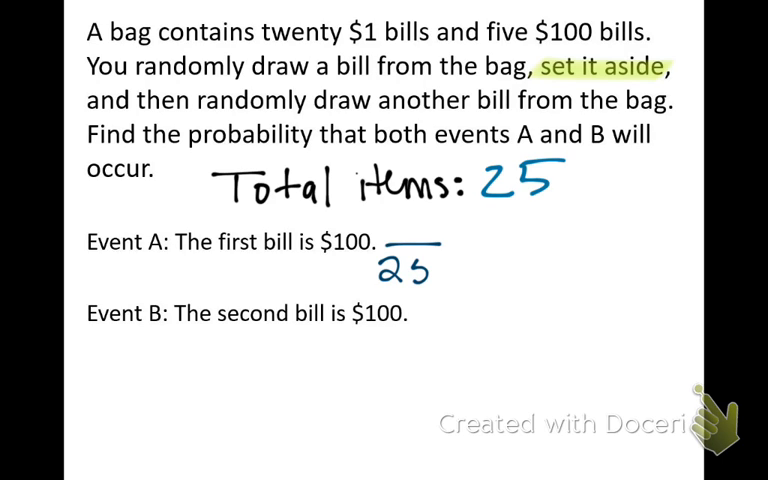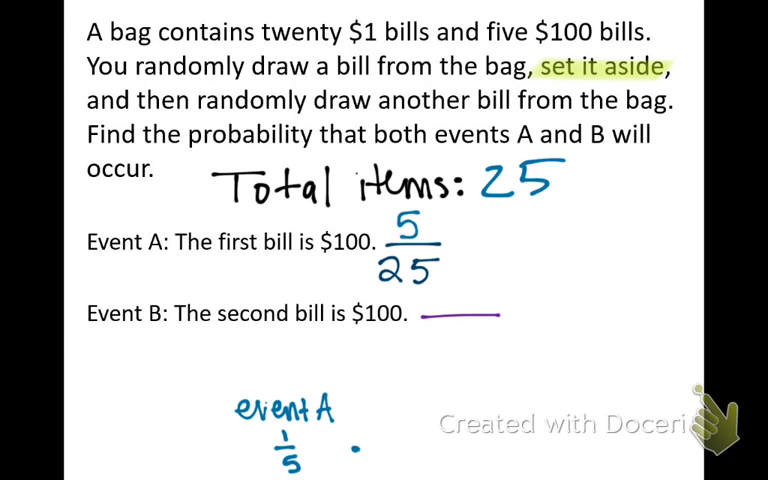So for our first, how many total bills do we have? 25, so that goes on the bottom. Favorable would be the amount of $100 bills, because we're trying to pull out a $100 bill. Who wouldn't? So how many $100 bills are there? 5 of them. We can reduce this. It will be 1/5. So 1/5. This is just written in a different format. Event A and event B.